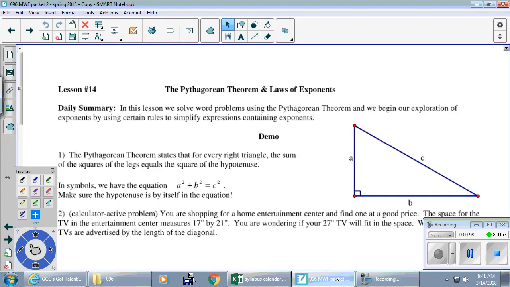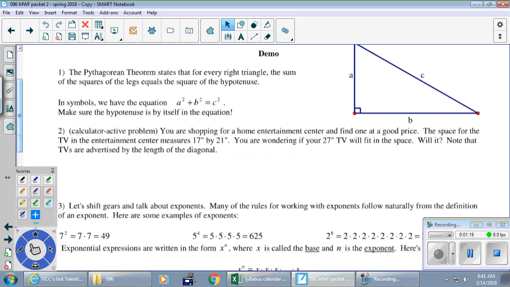Okay. So let's jump in here on the top of page 3. Pages 1 and 2 are a reference sheet that we'll be using today and in the next bunch of classes, but we're going to skip it for the moment and take a look at our daily summary. In this lesson, we solve word problems using the Pythagorean theorem, and we begin our exploration of exponents by using certain rules to simplify expressions containing exponents.